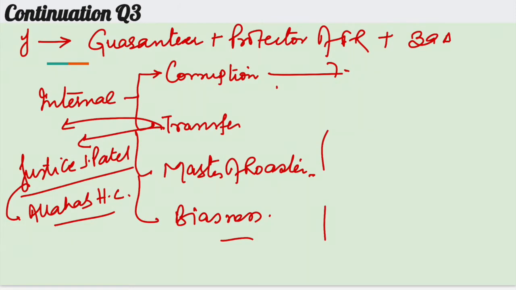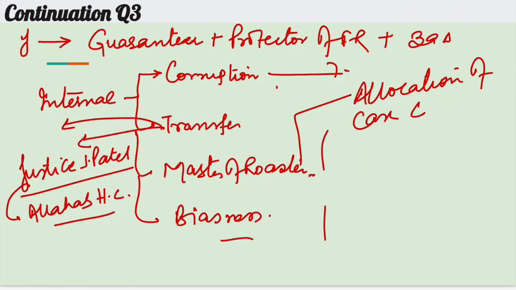If you can remember, in 2018 the four senior most judges came out in public and questioned the allocation of cases by the CJI. Now, master of the roster simply means the power to direct which particular case will go before which particular bench. This is done by the Chief Justice of India.